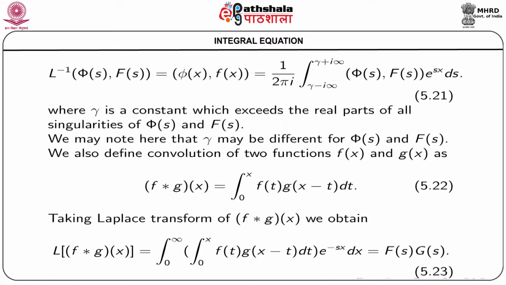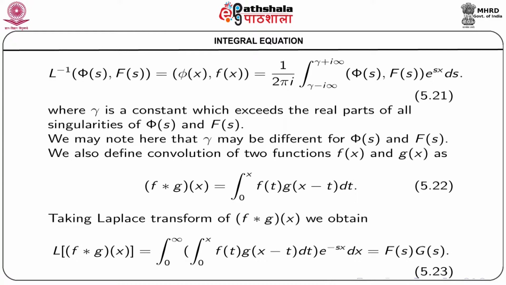So, this is the Laplace transform of a function together with its inverse formula. In equation 5.21, the constant gamma which is used can be different for taking inverse for phi s and taking inverse for F s.